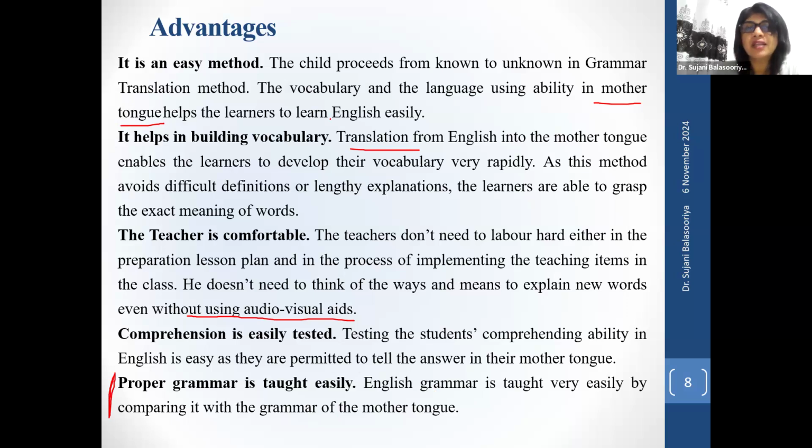Because GTM itself is a very good method if you want to master grammar, right? You can't get that much grammar knowledge from any other method, like CLT or the direct method or anything, like the knowledge you get from grammar translation. Okay, right. So that is the best advantage, but still there are disadvantages.